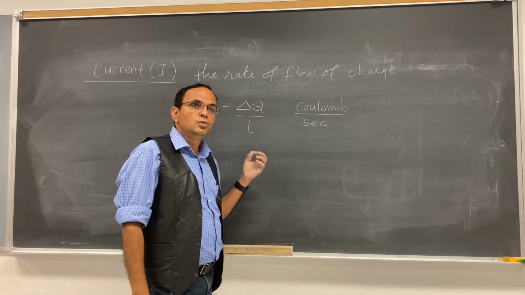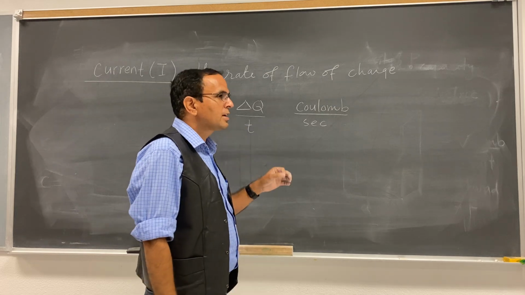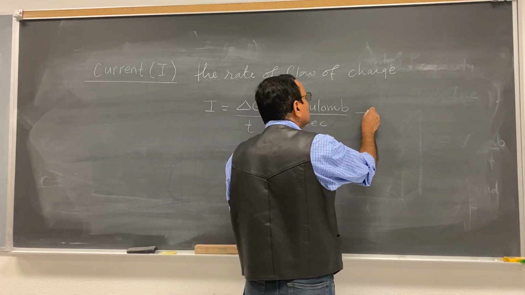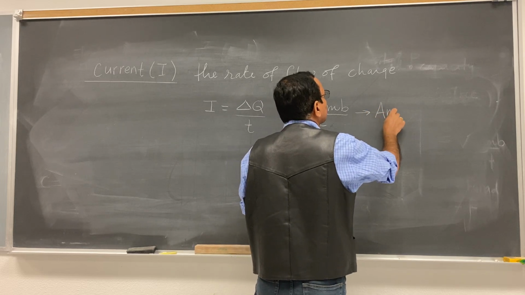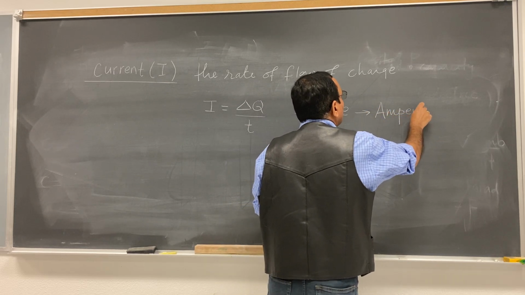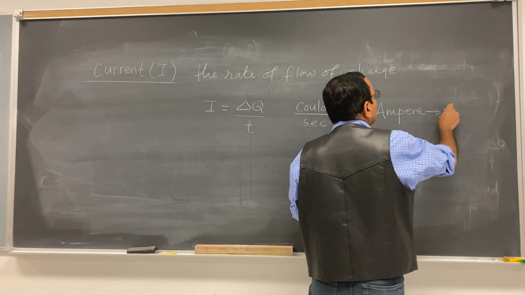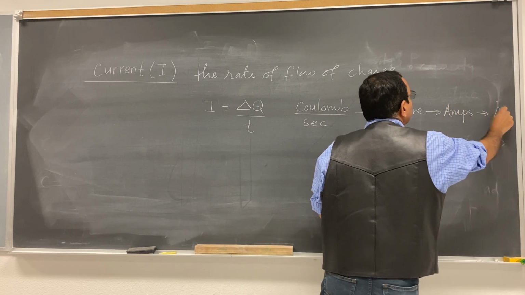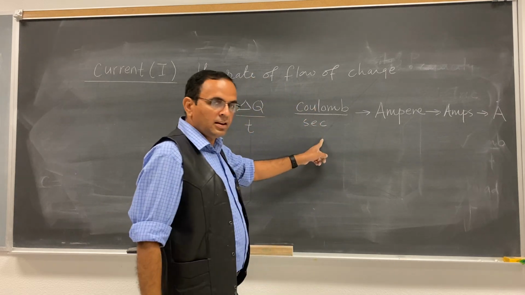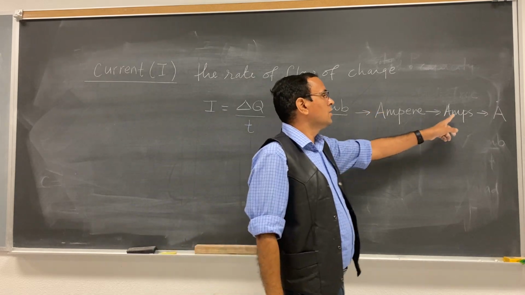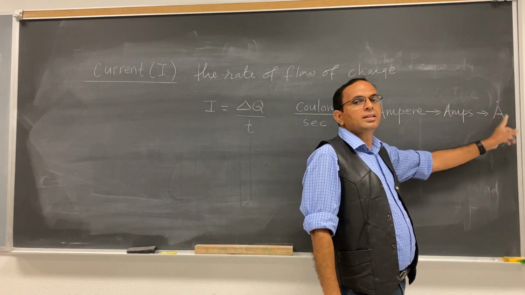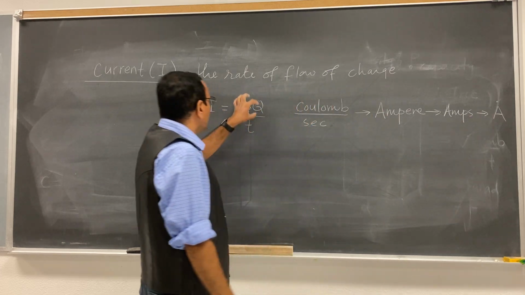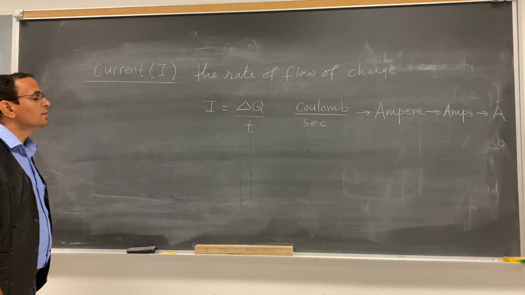The unit of current is coulomb per second, but we don't usually say coulomb per second. We call it ampere. You can write amps, or simply A. That's the same thing. Coulomb per second or ampere is the SI unit of current. So the rate of flow of charge is the current.